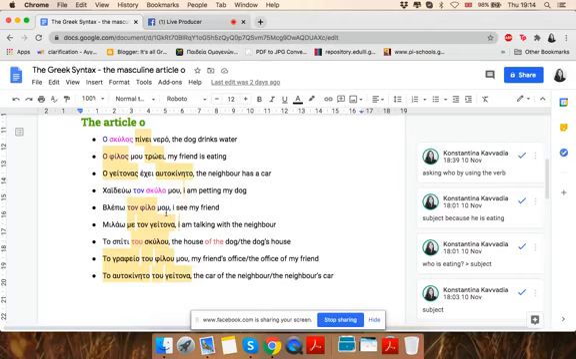In this sentence, I am the subject. Who's petting? I'm petting. I am the subject. Okay? The dog is the object, so the article is ton, because the word skylos, it's masculine, and the word skylos has got rid of the sigma.